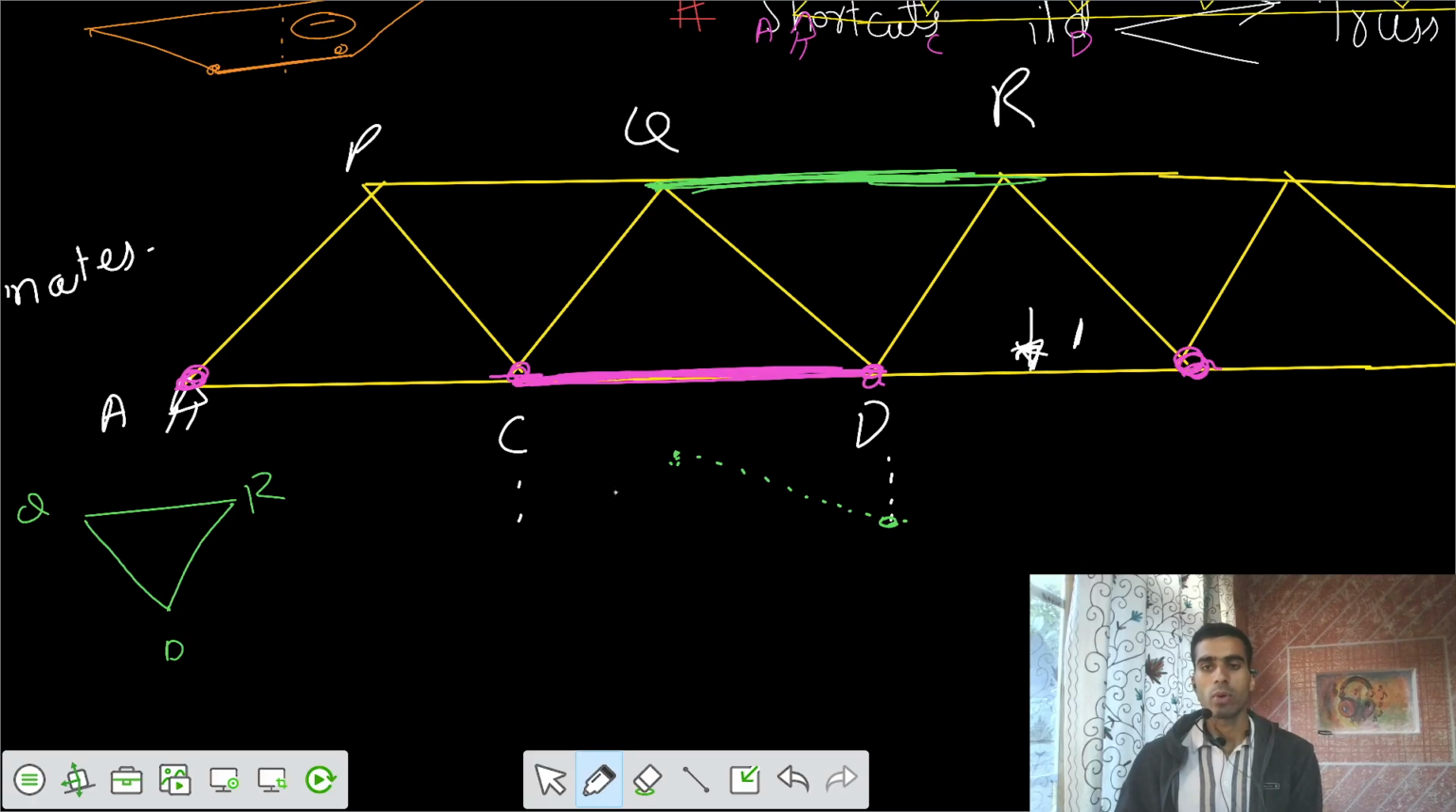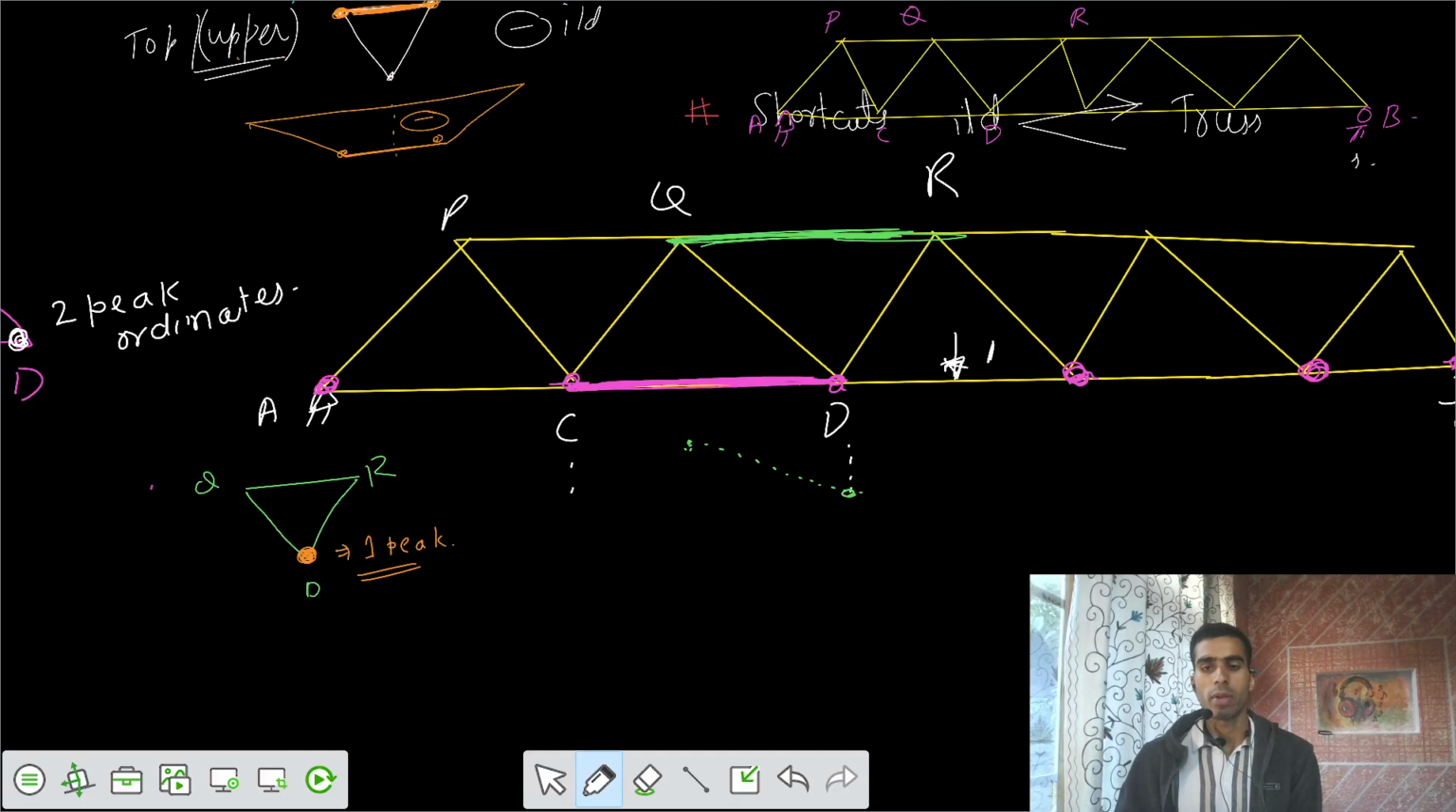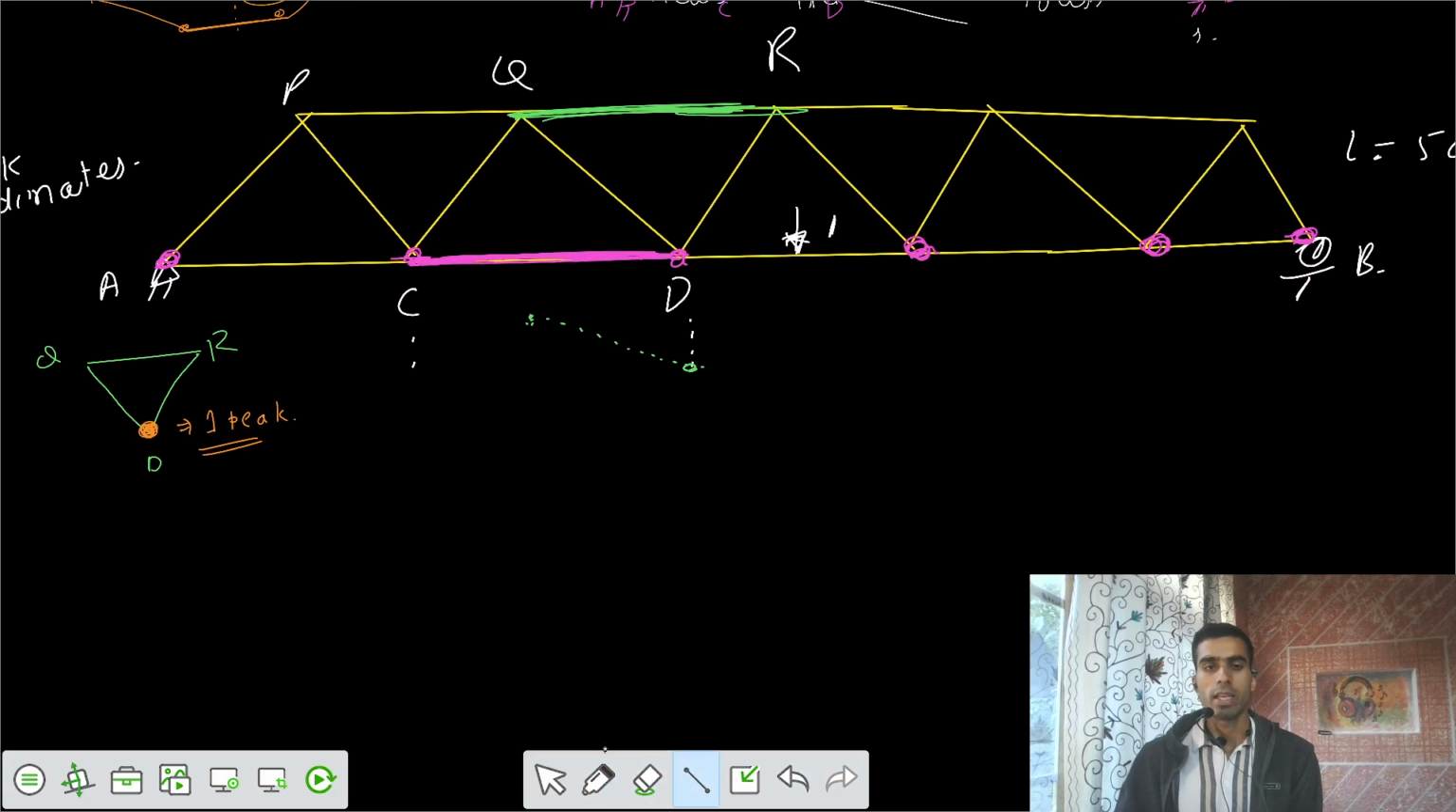Because of the through type loading, we said the loading joint is only D. So that means only one peak ordinate. Let's go for that one peak ordinate, and that at the location of D. So if I make that ILD, I would say your peak ordinate is only 1. Now I have to see whether the diagram would be positive or negative.